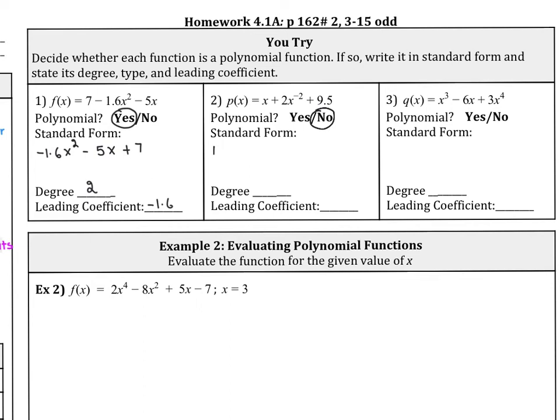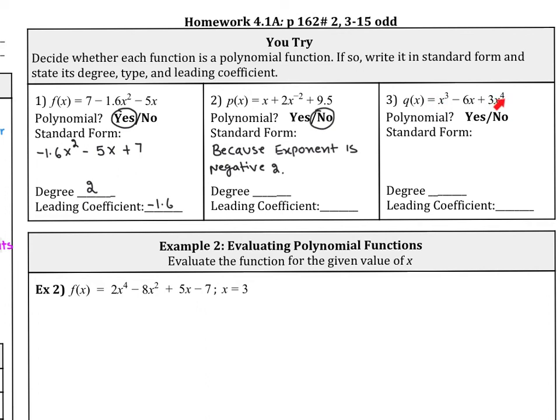Because the exponent is negative 2, it's not a polynomial. For question number 3, the coefficients are 1, negative 6, and 3, so they are real numbers, and the exponents are 3, 1, and 4, so they are whole numbers.